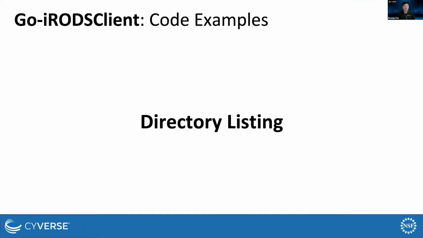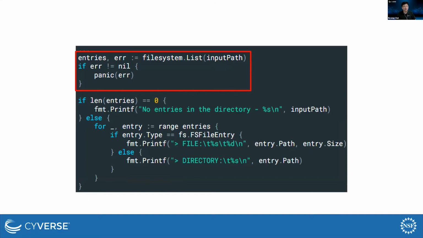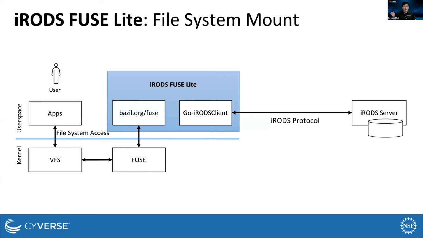Here is another example that uses Go-iRODSClient for directory listing. In this case, I use the list function in the high-level file system-like interface, and it returns the entries. So it's very simple to use. It's very similar to the Python iRODSClient APIs. Okay, let's jump to iRODSFUSE Lite.